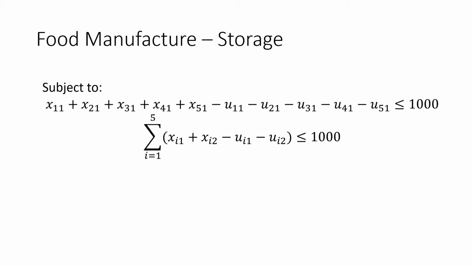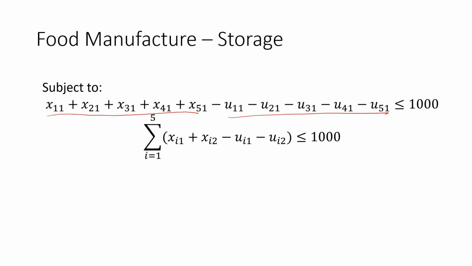Now, what about this one? This is for our storage. Our storage says that every month we only have 100 tons of storage. So how much storage do we have after the first month? This is the amount we purchase. This is the total amount we've used, and it says that can be no more than 1,000 tons. So the amount we carry from month 1 into month 2 has to be less than or equal to 1,000.